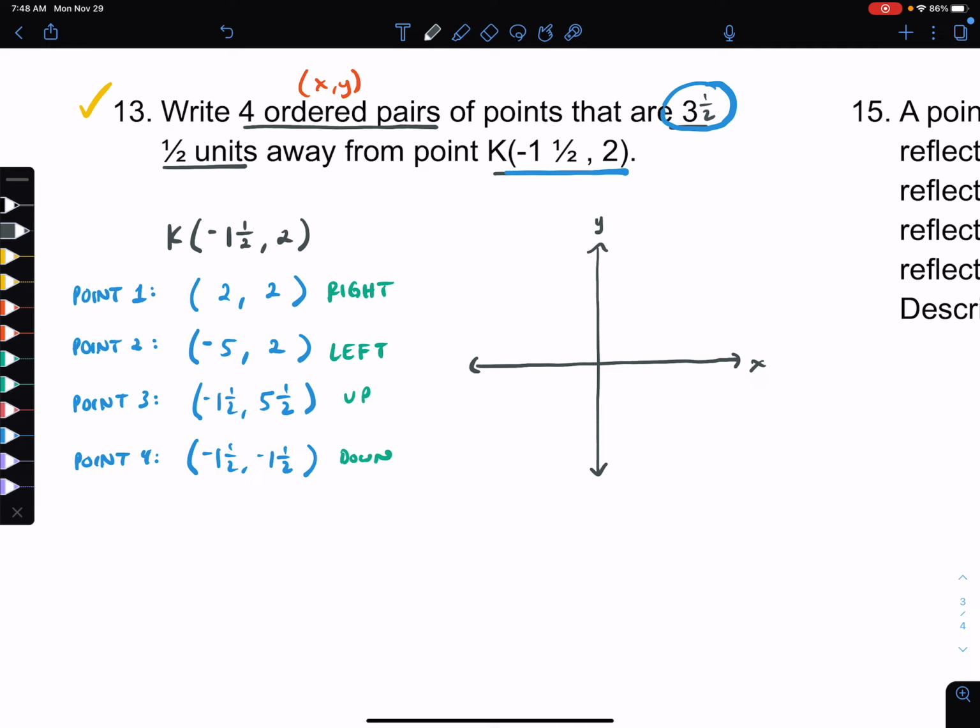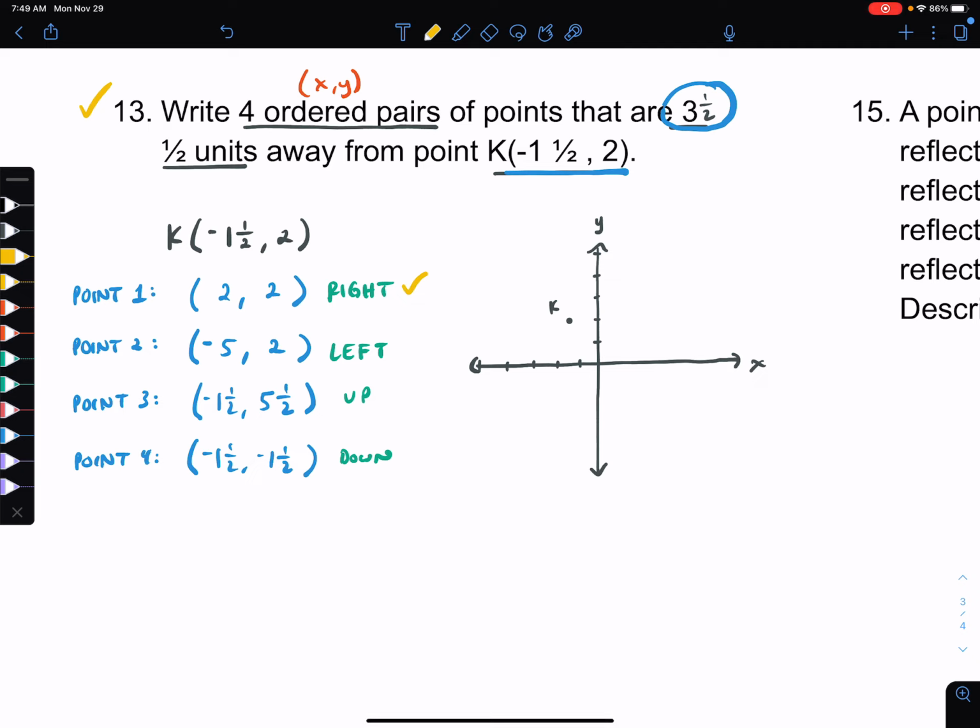Okay, so where's K? K is 1, 2, 3, 4, 5. K is -1.5, but it's up 2. 2, 3, 4, 5. -1.5, and then up 2. I think K would go somewhere like right here. And then let's kind of verify each of these.